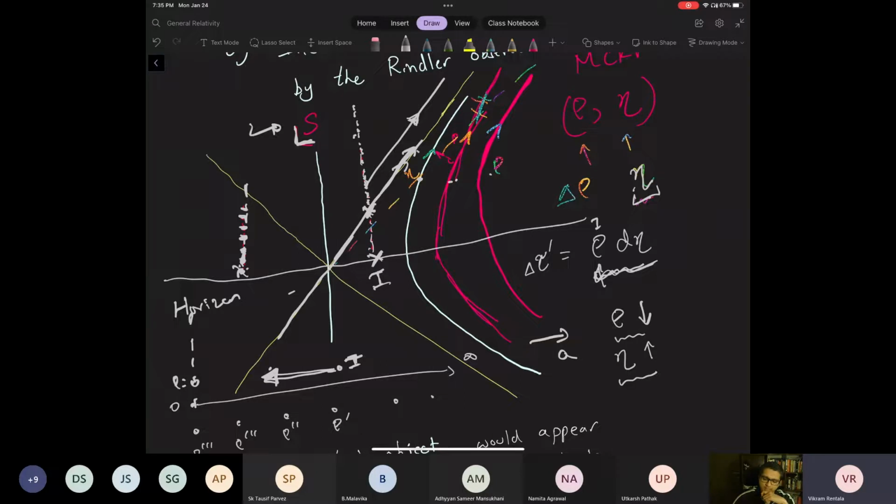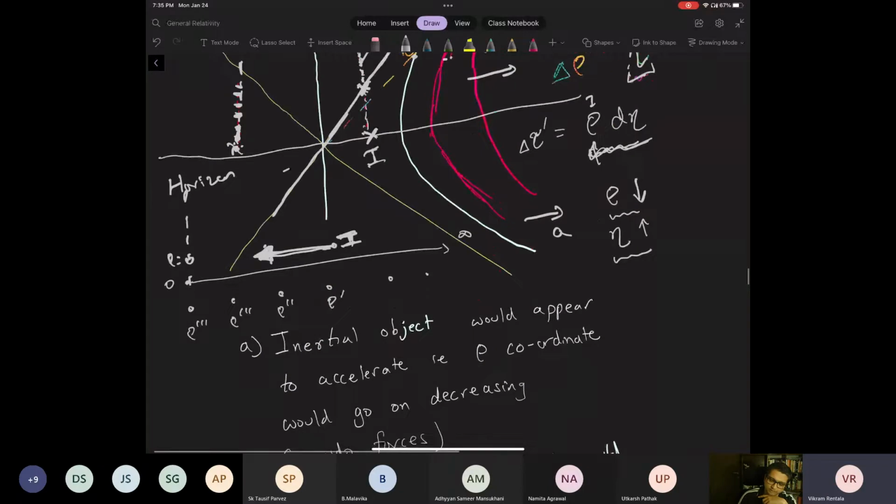So this inertial object experiences acceleration, experiences pseudo forces as you would expect. And it experiences the pseudo force in the direction which is opposite to the direction of acceleration. So the Rindler observers are accelerating this way. In the accelerated frame, the inertial observer appears to drift to the left, towards decreasing rho.